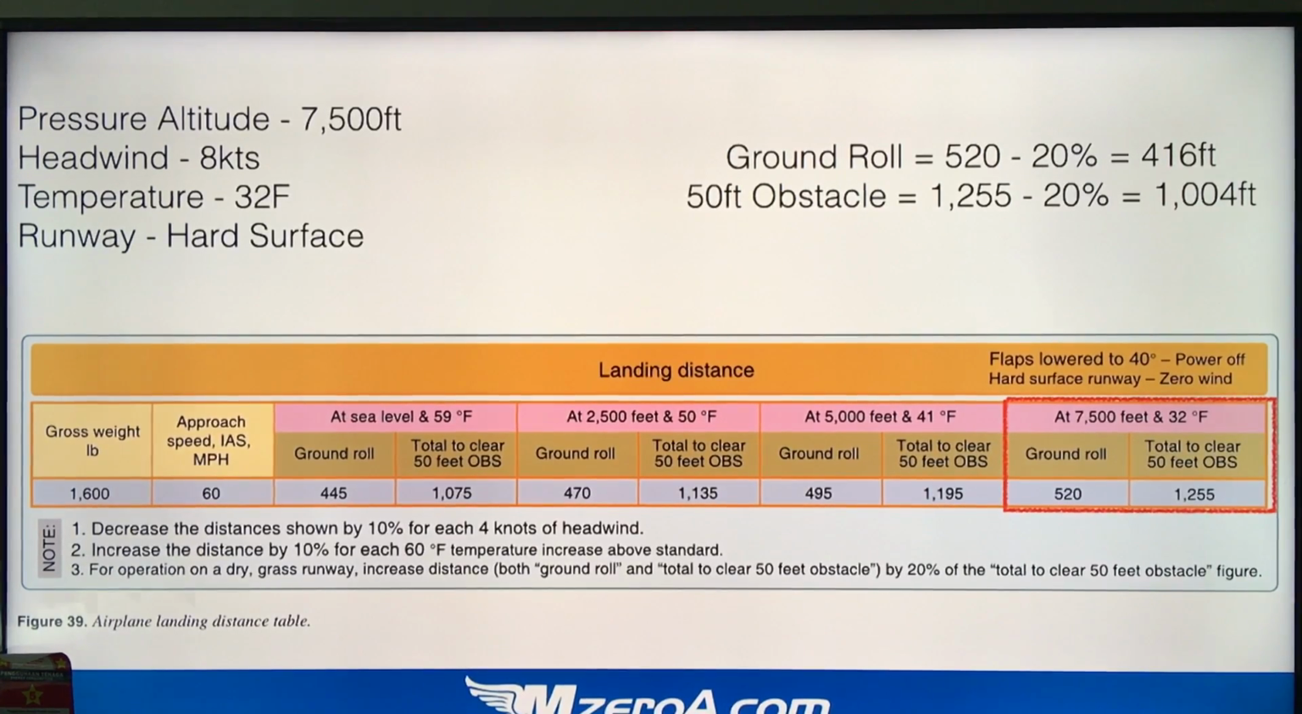This is why it's so crucial to always read the notes. If this was your FAA written test, I guarantee one of the options would have been the 520 or the 1255 without subtracting that 20% for those headwinds, because it's the FAA and they like to trick you on tests like that. It's so important you read through the notes.